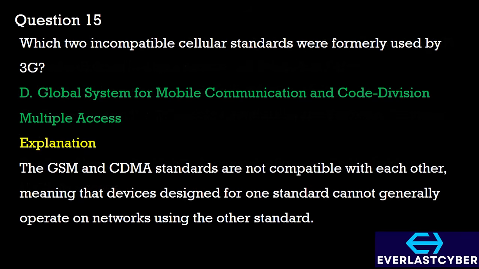The global system for mobile communication and code division multiple access are not compatible with each other. It means that devices that are designed for one standard cannot operate on networks that are using the other standard. So these two are totally incompatible with each other, and these were formerly used by 3G.